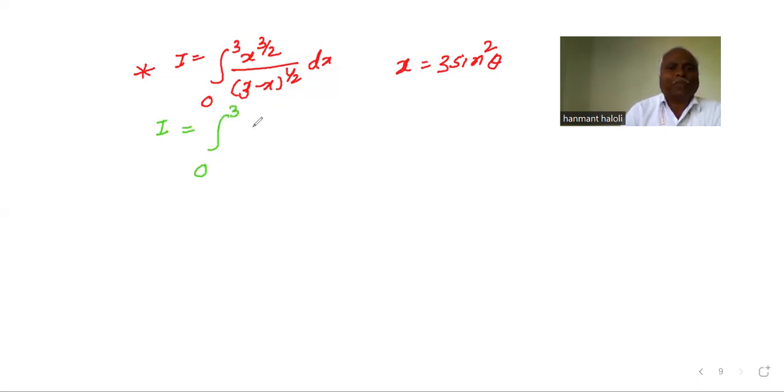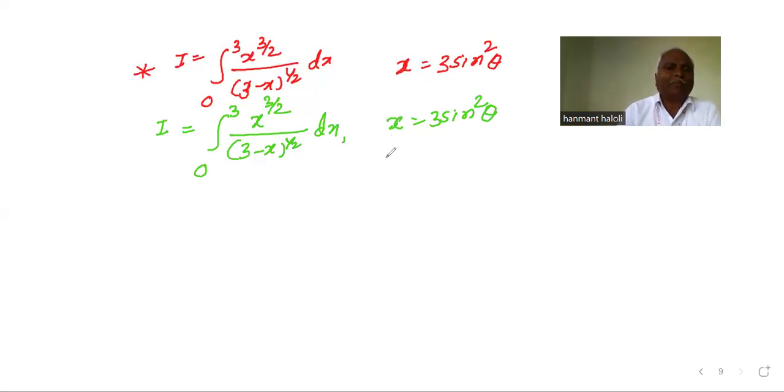Then x raised to 3 by 2 upon (3 minus x) raised to 1 by 2 into dx, with x equal to 3 sine square theta. This is the substitution. Then differentiate both sides: dx equals 3 times 2, that is 6, sine theta, and the derivative of sine is cos theta. This is 6 sine theta cos theta d theta. Now check the limits. This is a very important concept.